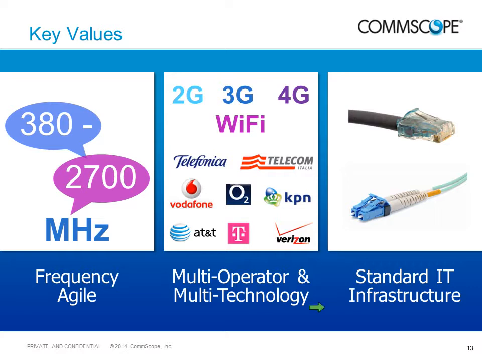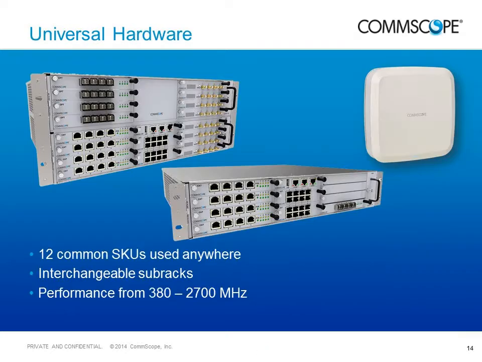Hardware is universal, so it's globally compatible. We only have about a dozen common SKUs that are used anywhere in the world. Subracks are interchangeable. They can be configured as a CAN or a TEN, and I will cover those in the next couple of slides. And again, performance covers everything from 380 to 2700 megahertz.